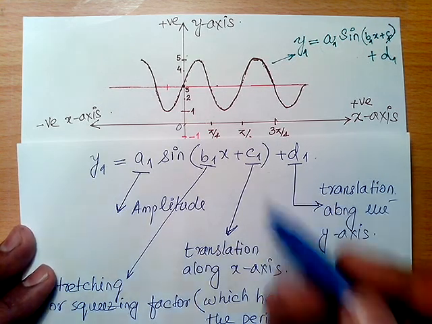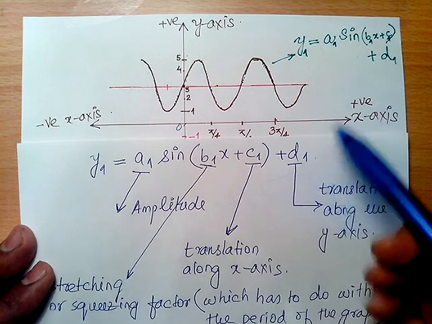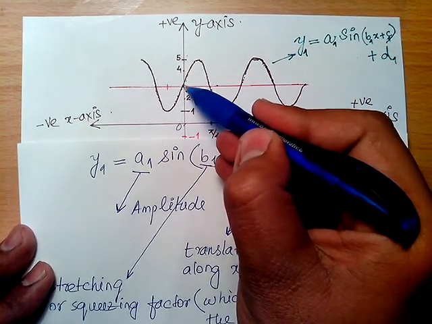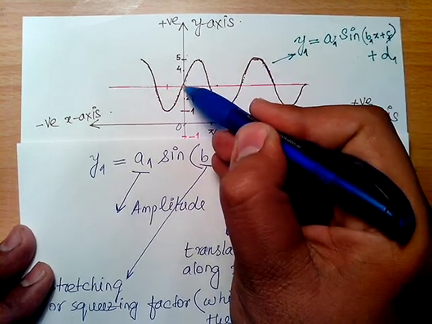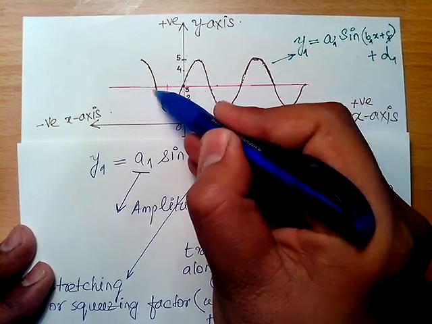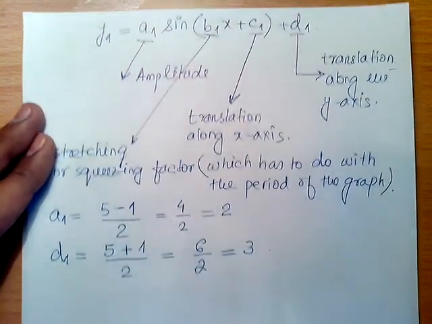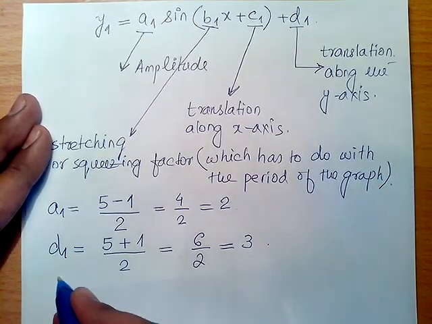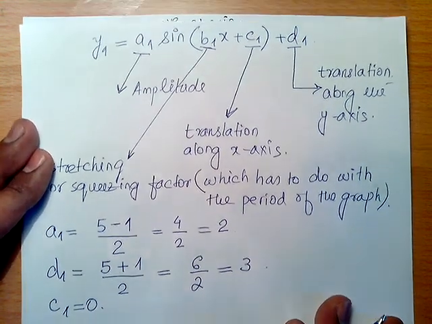Now we need to find c1, which is the translation along the x-axis. If you see, this graph starts from here, and this is a normal sinusoidal graph. So there is no translation on the right hand side or the left hand side. So this factor c1 is 0.